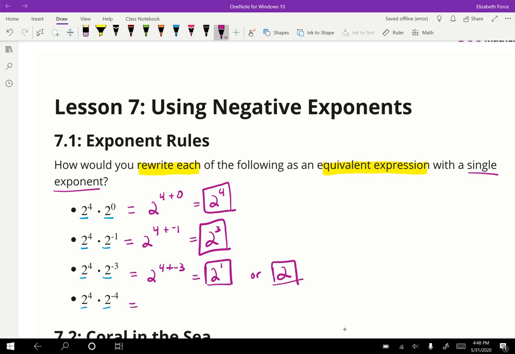And then last but not least, this would be 2 to the 4 plus negative 4, which I know in your head you're saying that cancels out. That does give me a 0. So you could write it like this, or hopefully you guys remember that any number to the 0 power, except for 0, is always going to equal 1. So that is also an equivalent number to that expression.